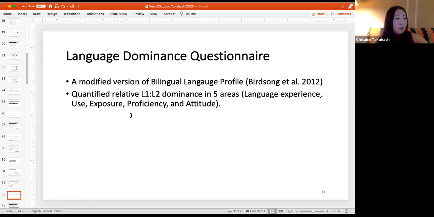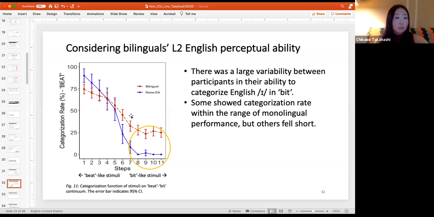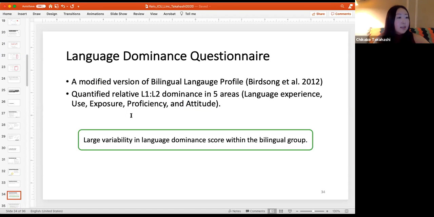And also to gather information on relative L1, L2 dominance, I used a modified version of the Bilingual Language Profile by Birdsong et al. 2012, which allowed me to quantify relative L1, L2 dominance in five areas: language experience, use, exposure, proficiency, and attitude, and also compute an overall dominance score. And again, there was a large variability in language dominance score within the bilingual group, which is not surprising since participants were recruited in Japan as well as in the US.